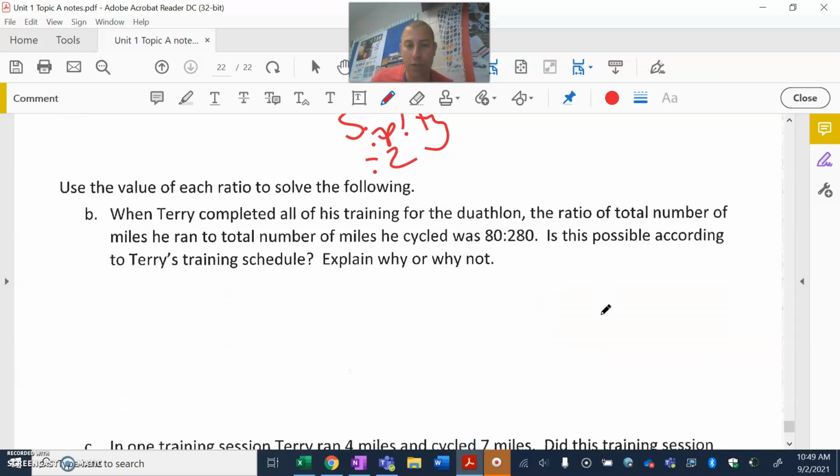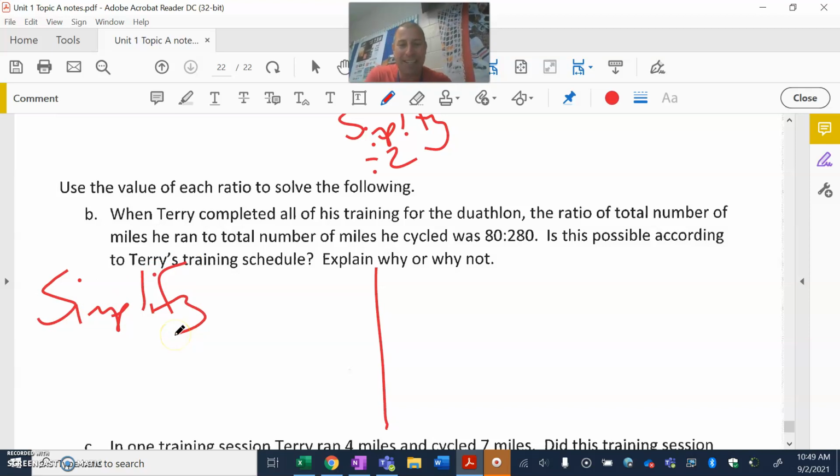When Terry completed all of his training for the duathlon, the ratio of the number of miles he ran to the total number of miles he cycled is 80 to 280. Whew. Is this possible according to them? Okay, so we got 2 techniques that are here. I'm going to split it down here. We can do what they're talking about today, which is to simplify.